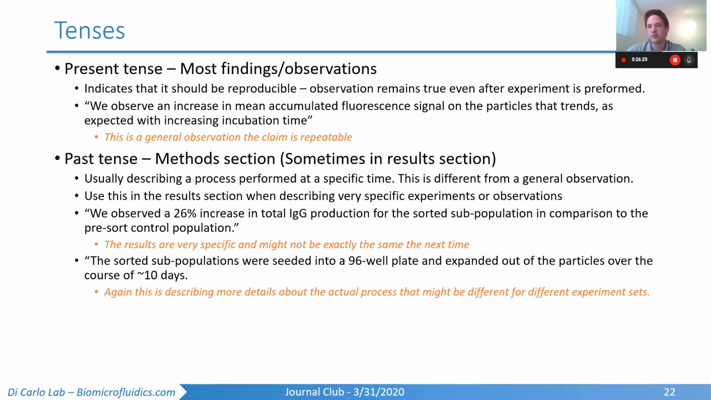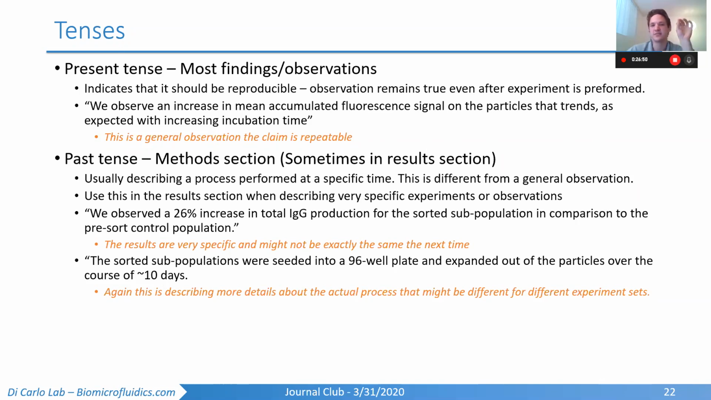Although it's a little more general description of process, it's still describing a very specific way of doing the process that could be modified if you repeated this. So I would argue that in this case, you would want to use past tense. And this is kind of tricky. I was going through my manuscripts, and it's not always obvious which tense you should try to use.